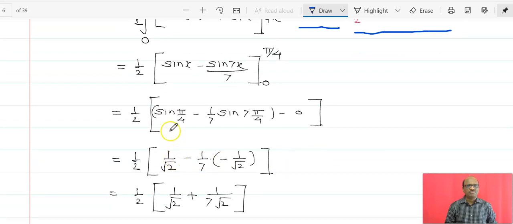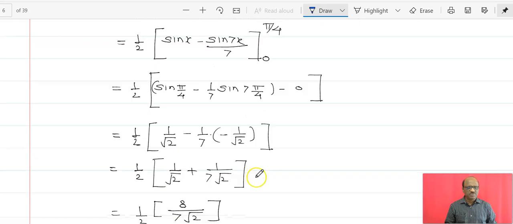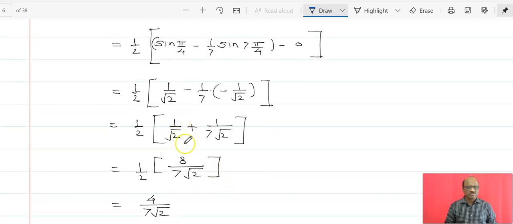And now the value. Sine of pi by 4 is 1 upon root 2. What about the sine of 7 pi by 4? Sine of 7 pi by 4 goes in the fourth quadrant, and the sign is negative in the fourth quadrant, and its value is minus 1 upon root 2, which you have learned in 11th standard. That is 1 by root 2, minus minus will become plus. Therefore, you will get 1 by root 2 plus 1 upon 7 root 2.